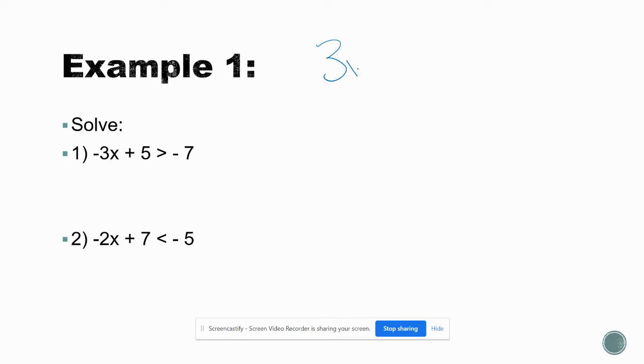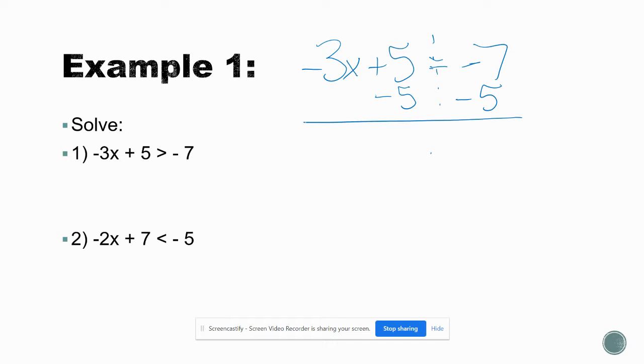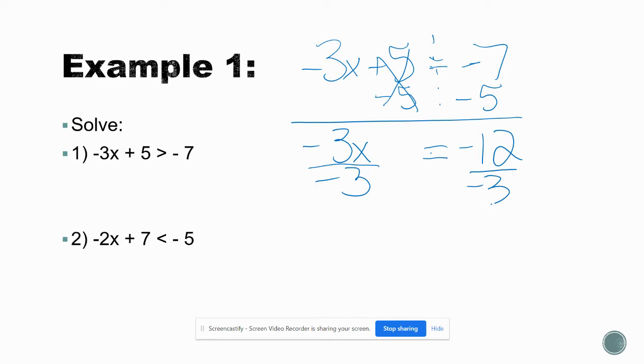If number 1 was a regular equation with an equal sign, then we would say, okay, I need to get x alone. I'm going to start with the opposite of adding 5, which is subtracting 5. So we have negative 3x. The 5's add to 0. Negative 7 minus 5 more is negative 12. Our last step to get x alone, this is negative 3 times x. The opposite is dividing by negative 3. Negative 3 divided by negative 3 is 1x. And negative 12 divided by negative 3 is 4.